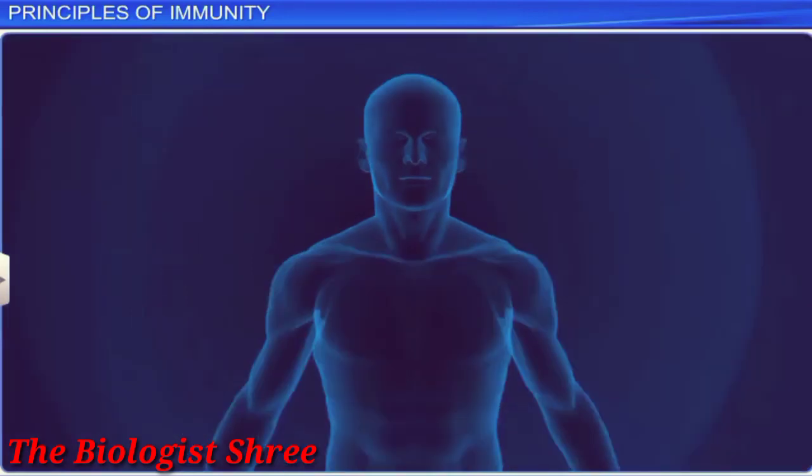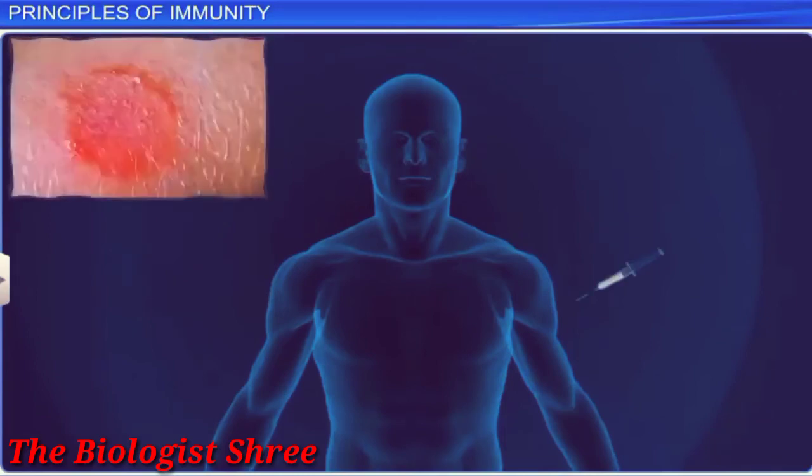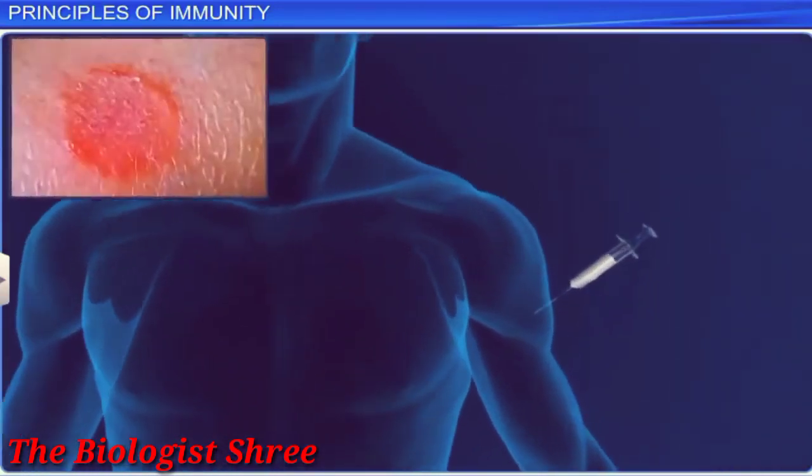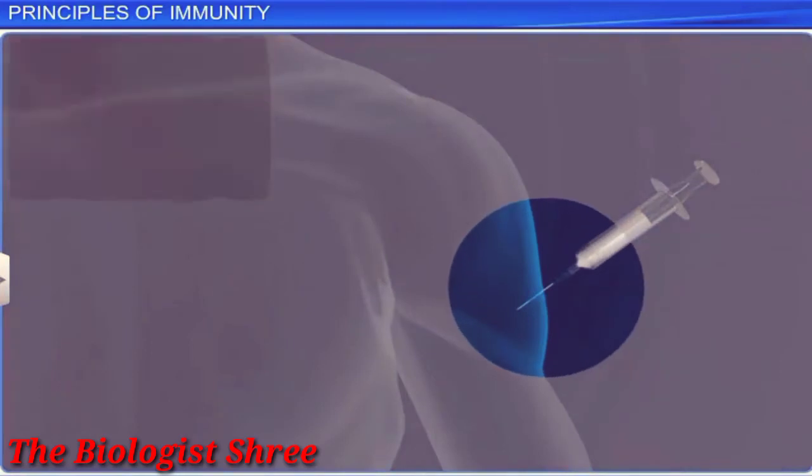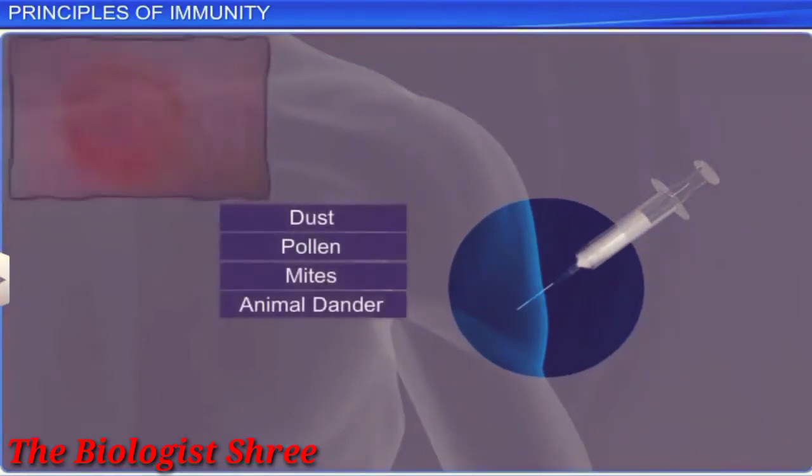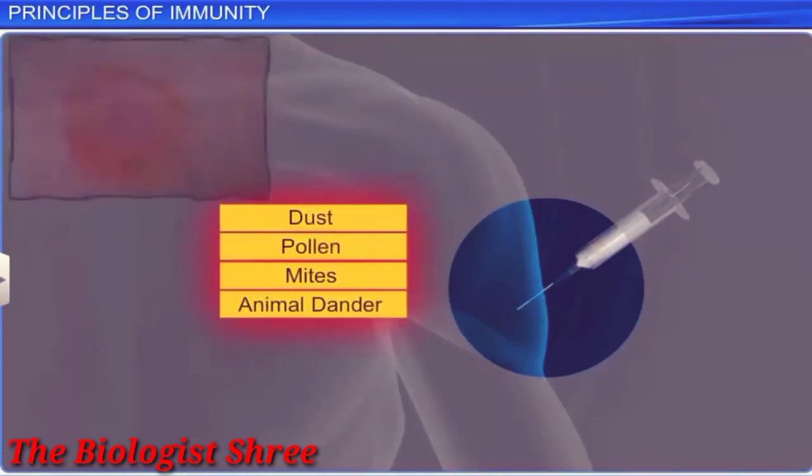To determine the exact cause of an allergy, the patient has to either be exposed to or injected with small doses of different allergens. The patient's reaction to each allergen is studied to arrive at a conclusion.